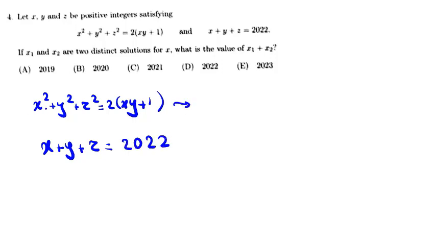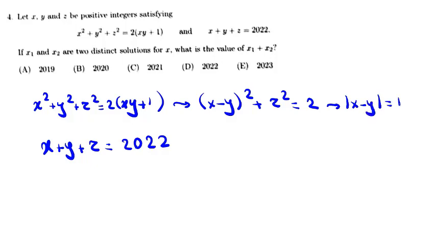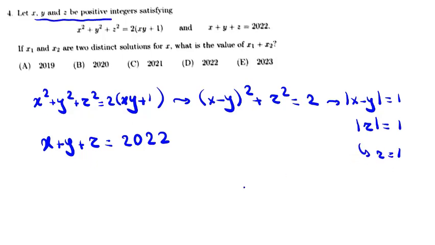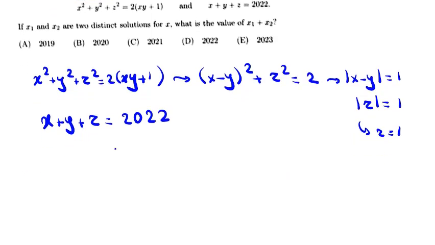So here, if I take 2xy to the left hand side, I can write (x minus y) squared plus z squared equals 2 times 1, which is 2. So the only possible case is that the absolute value of x minus y is 1 and the absolute value of z is 1, because the problem says x, y, z are positive integers. So you conclude z is 1. So we consider two cases: x minus y equals 1 or x minus y equals negative 1.